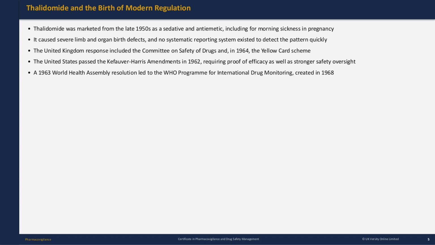Thalidomide and the birth of modern regulation. Thalidomide was marketed from the late 1950s as a sedative and antiemetic, including for morning sickness in pregnancy. It caused severe limb and organ birth defects, and no systematic reporting system existed to detect the pattern quickly. The United Kingdom response included the Committee on Safety of Drugs and, in 1964, the Yellow Card Scheme. The United States passed the Kefauver-Harris Amendments in 1962, requiring proof of efficacy as well as stronger safety oversight.